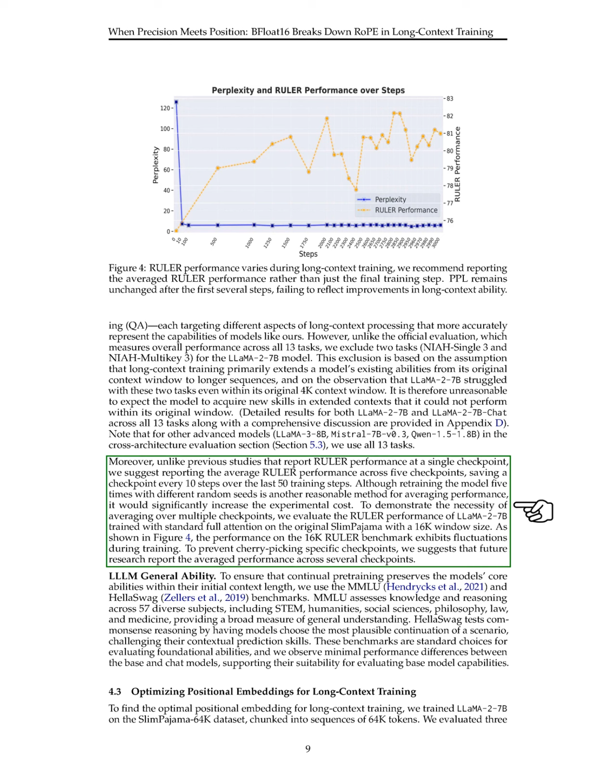Section: Optimizing Positional Embeddings for Long Context Training. In this section, we explore how to optimize positional embeddings for long context training. We trained the Llama 2-7B model using the SlimPajama 64K dataset, breaking it into sequences of 64,000 tokens. We tested 3 methods: RoPE, NTK-aware, and YaRN.